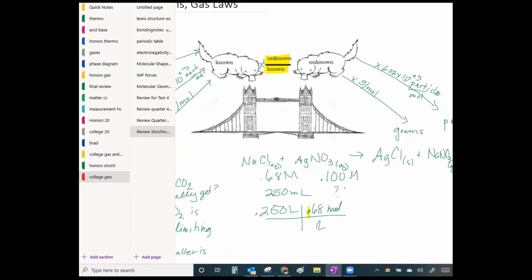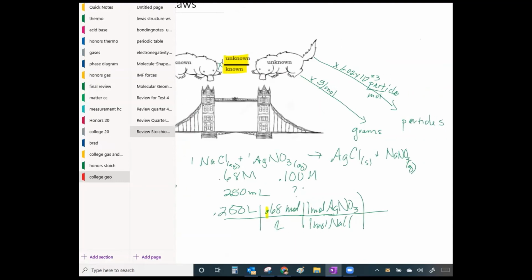Now I have to go to silver. My ratio is 1:1. So I multiply by the mole ratio. 1 mole of NaCl will react with 1 mole of silver nitrate. So now I'm across the bridge, and I need to go back, because I'm solving for volume. To change back to volume, we're going to divide by molarity. And that'll give us the volume in liters. All right.